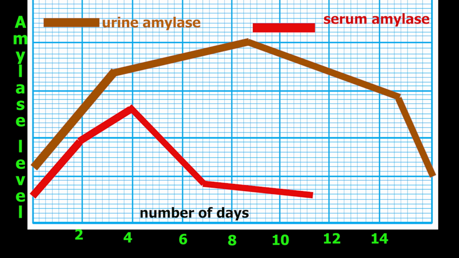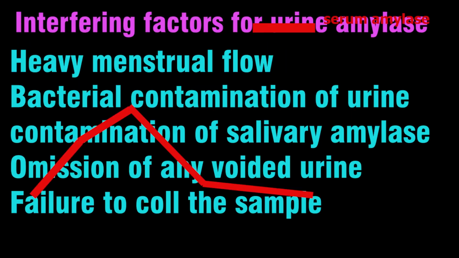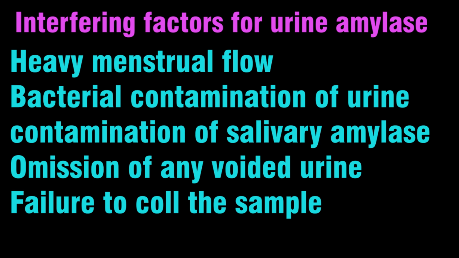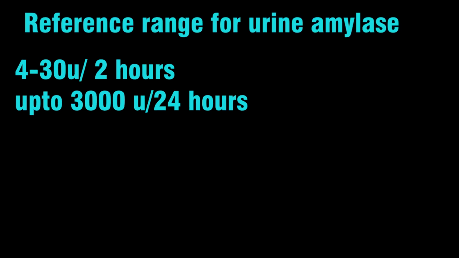Urine is collected in a clean container. The most common span is 2 hours. 24-hour collection periods are also sometimes used. The 24-hour sample is refrigerated or kept on ice. Reference range for urine: 4 to 30 units in 2 hours, up to 3000 units in a 24-hour sample.